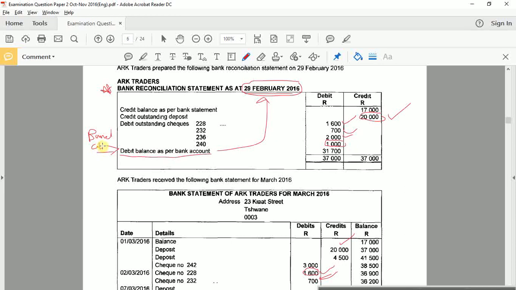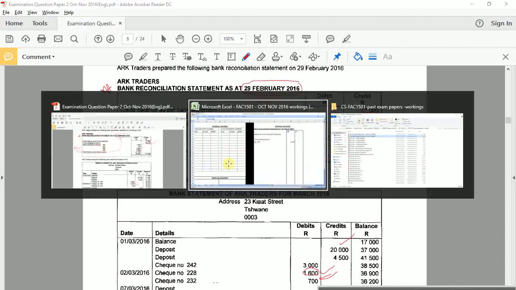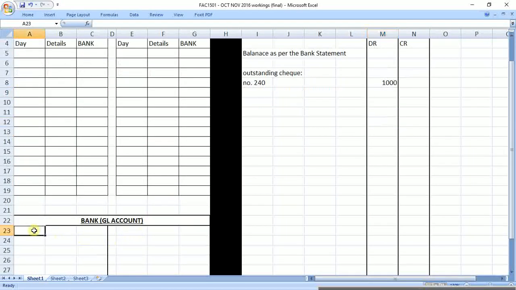Okay, because that's last month's balance. Last month's balance is this month's starting balance. So that's going to go where? In the general ledger. Debit or credit? It's a debit. Yes. Balance brought down. How much? 31,700. Make sense? Yes.